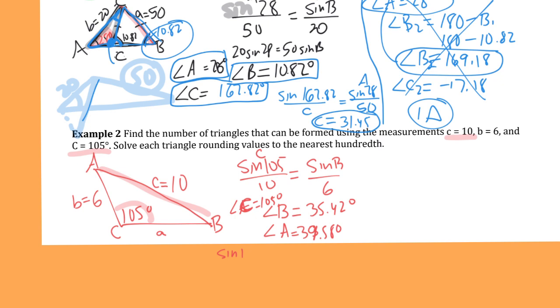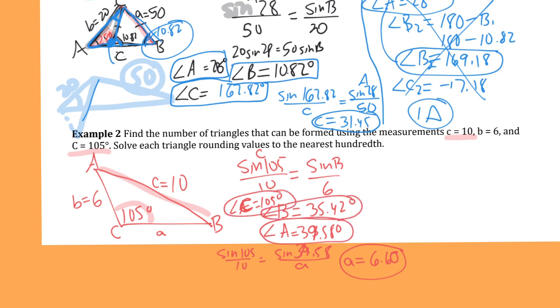If you do the law of sines to find the missing side, side A, you're going to do sine of 105 over 10 should equal the sine of A, and A is 39.58, over side A. Cross multiply and solve, and the measure of the length of side A is going to give us 6.60. Okay. So you've got all three angles solved. They gave us 2 of 3 sides, and so we just had to find the missing third side, which is 6.60. So I solved it.